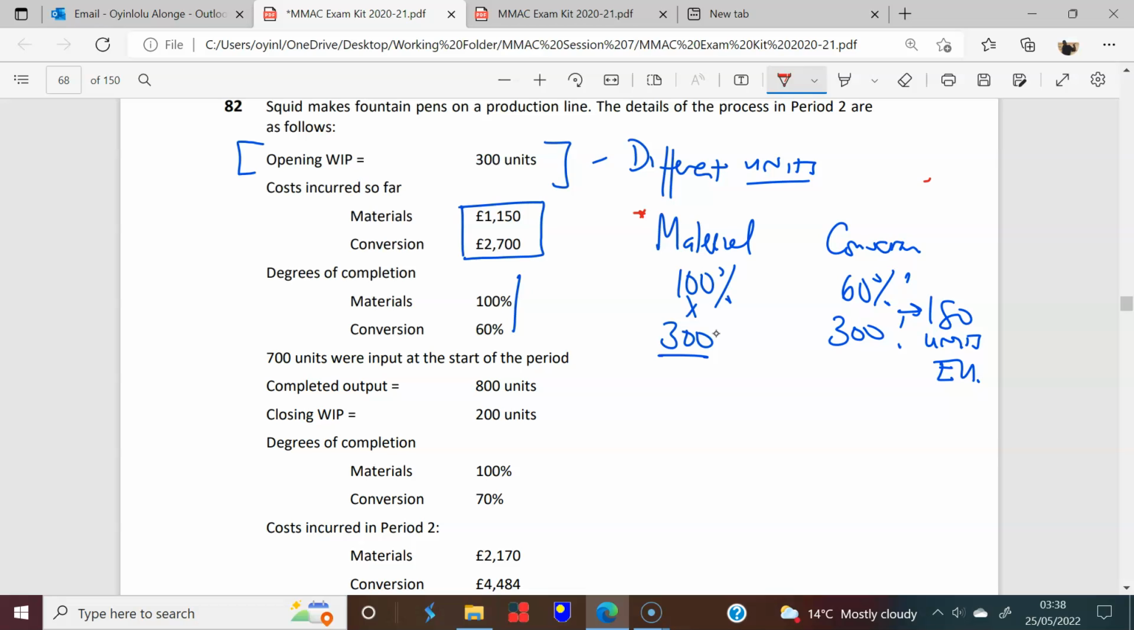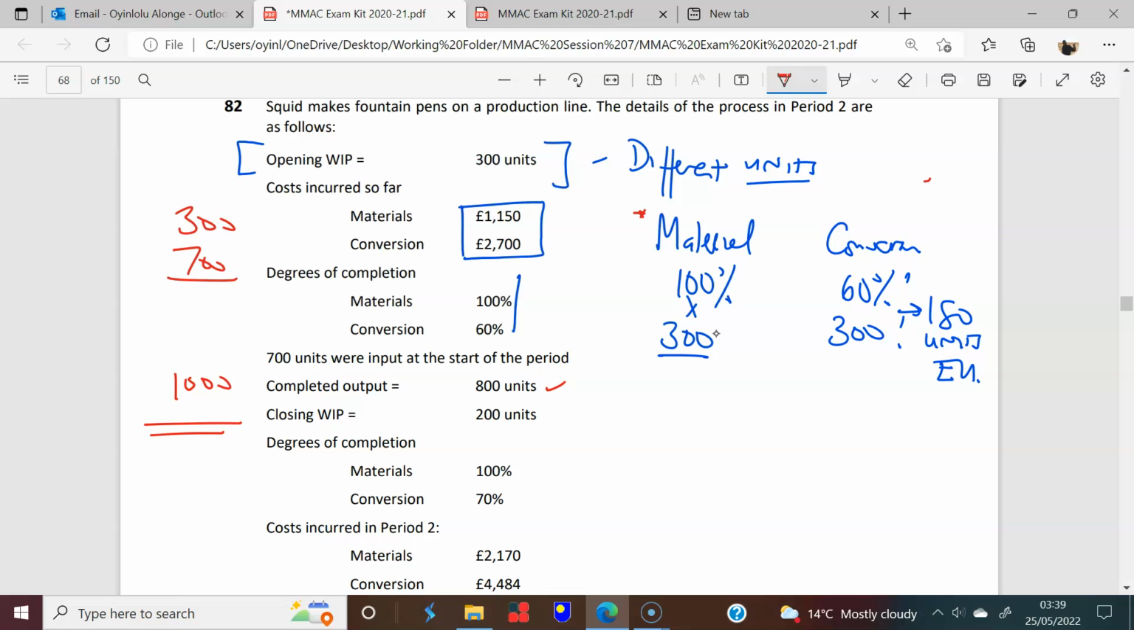So they tell us that you put in 700 units to start working on. So technically, you will have 1,000 units at the end, right? The aim is to have 1,000 finished units. But when you put this in, we notice that what comes out at the end is 800 complete units, and 200 work in progress units.